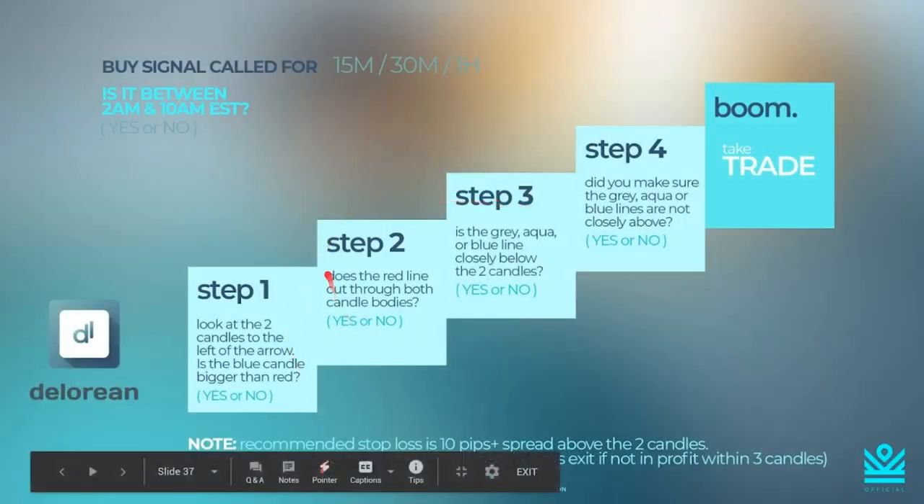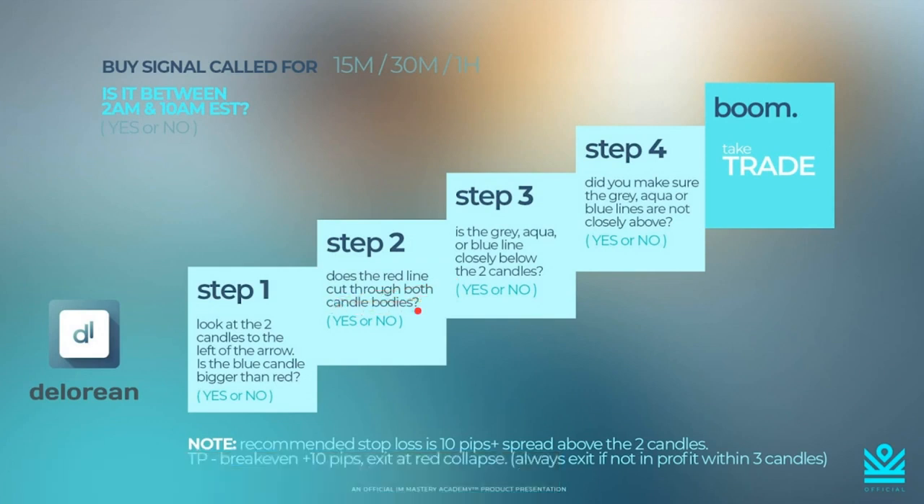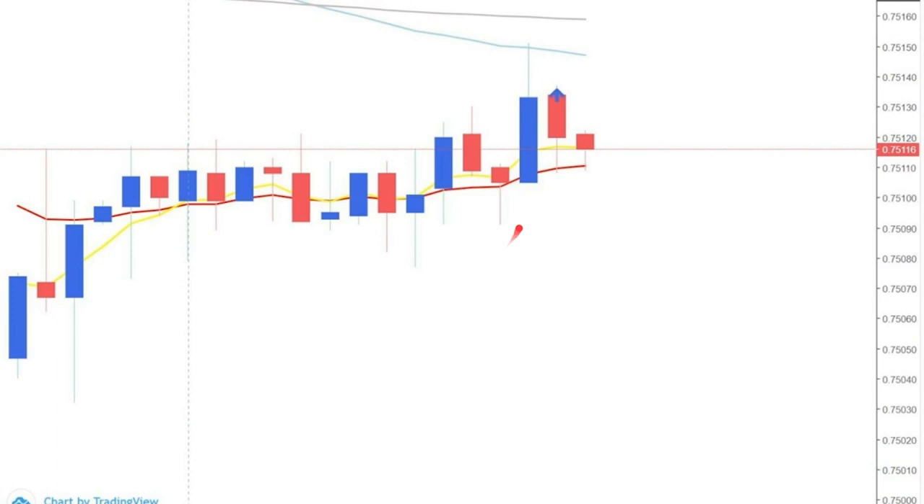Step 2 states, does the red line cut through both candle bodies? So now we would go back. We're paying attention now to these 2, this one here and this one here. Does the red line cut through both candle bodies? That is your question. What I notice is the red line cuts through the blue candle, but it only cuts through the wick of the red candle.